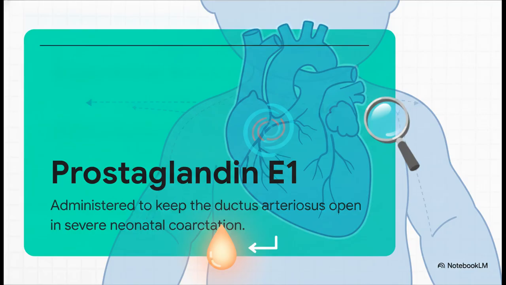In neonates, severe coarctation often suddenly manifests a couple of days after birth. Why? Because that's when the ductus arteriosus naturally closes, abruptly throwing the infant into cardiogenic shock. Since their systemic circulation is entirely ductal dependent, your immediate next step is to administer prostaglandin E1. This keeps the ductus open and maintains vital perfusion until surgical repair can be performed.